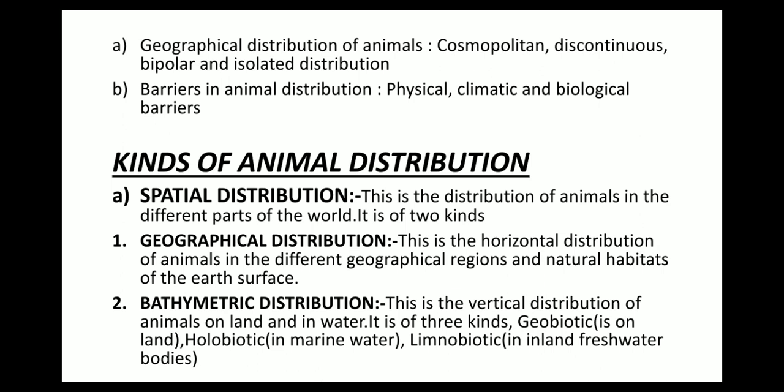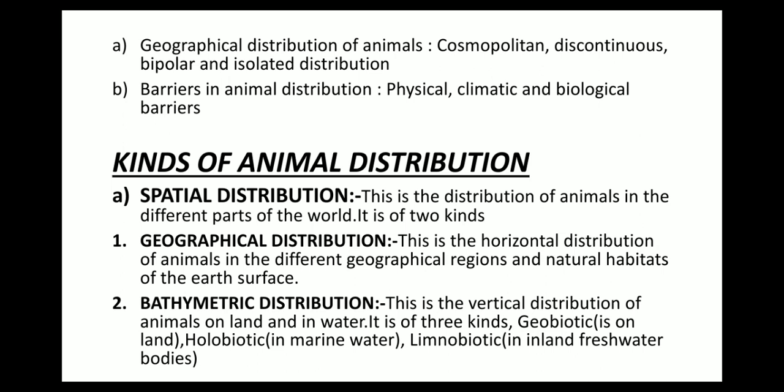First, spatial distribution. This is the distribution of animals in the different parts of the world. It is of two kinds, that is geographical distribution and bathymetric distribution. Geographical distribution. This is the horizontal distribution of animals in the different geographical regions and natural habitats of the earth's surface. The study of the geographic distribution of animals is called zoogeography. Many species enjoy extensive and cosmopolitan distribution, whereas some enjoy discontinuous distribution. Based on the geographical distribution of vertebrates, the Earth's surface is divided into distinct regions called zoogeographical realms.